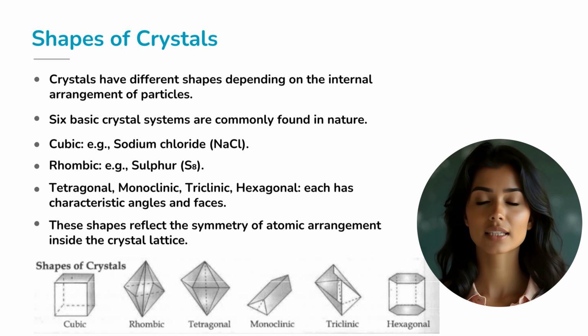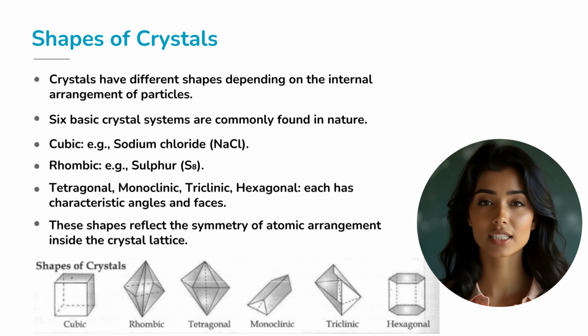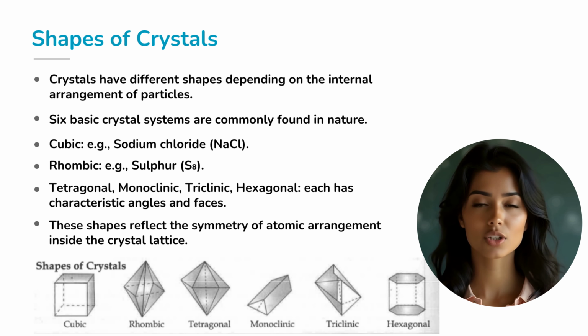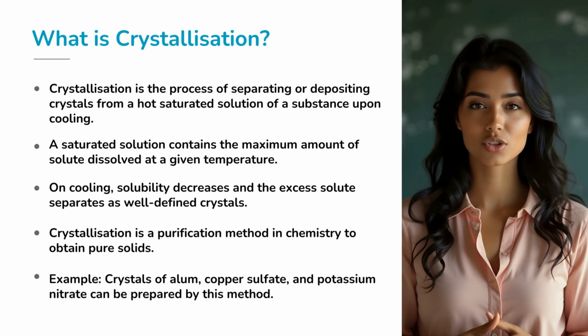What's amazing is that the shape we see under a magnifying glass is simply a reflection of the symmetry in the way atoms or ions are arranged inside. So, in chemistry, crystal shape is really a window into the atomic architecture of matter. Let's go deeper into the process itself.